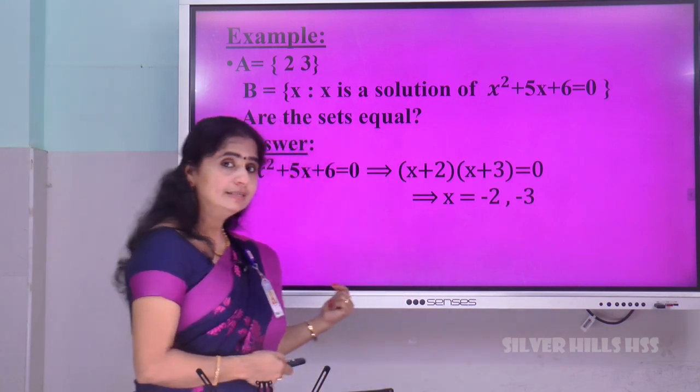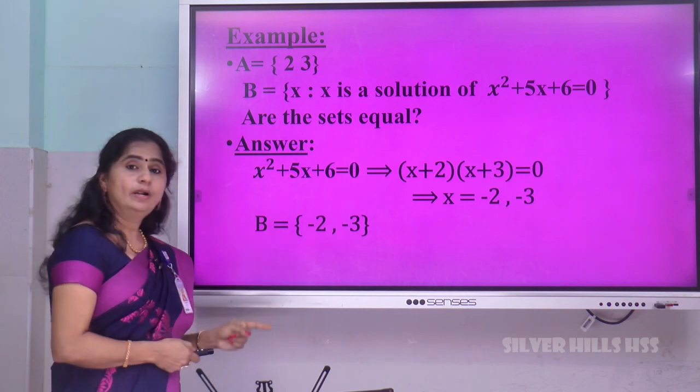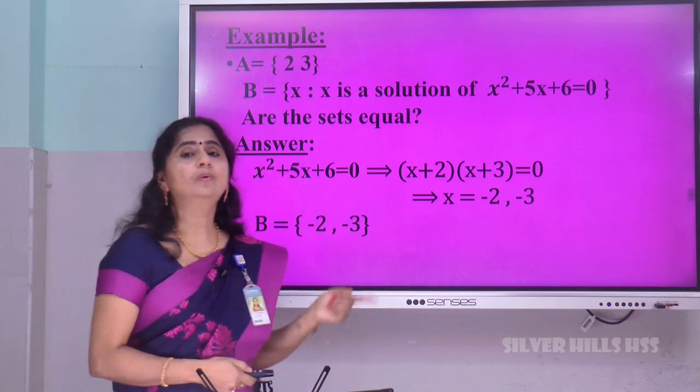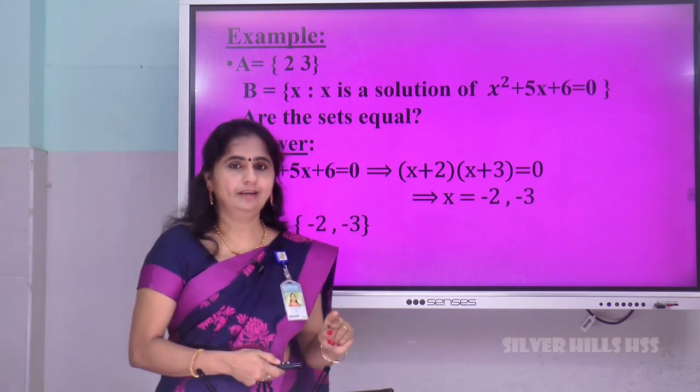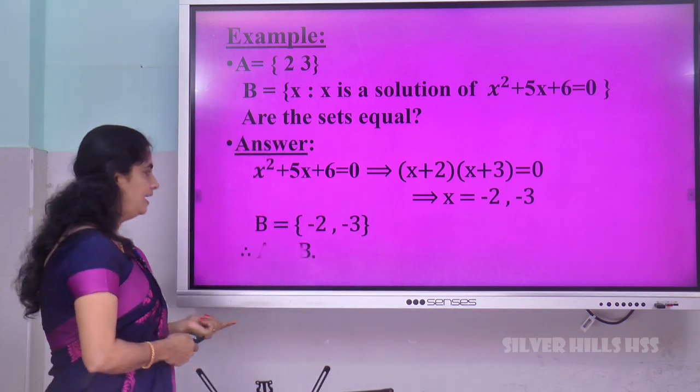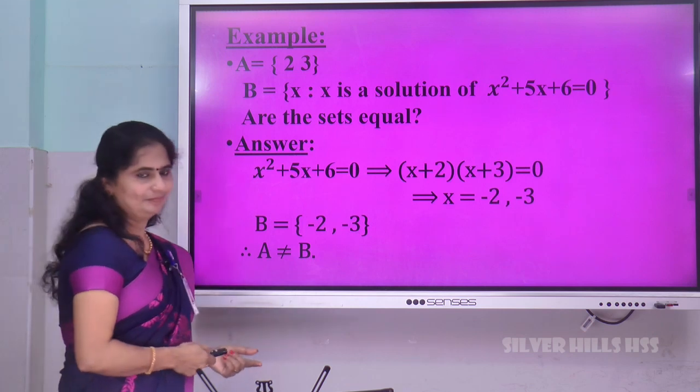Therefore, how can we write the set B? B is equal to the set {minus 2, minus 3}. A is the set {2, 3}. So we see that A is not equal to B.